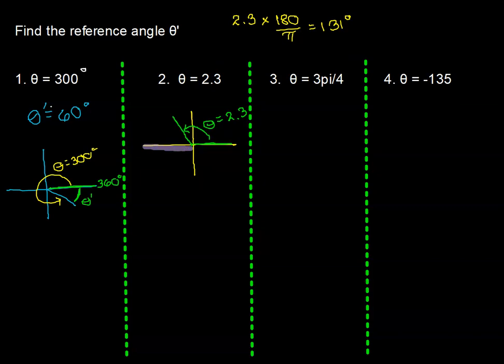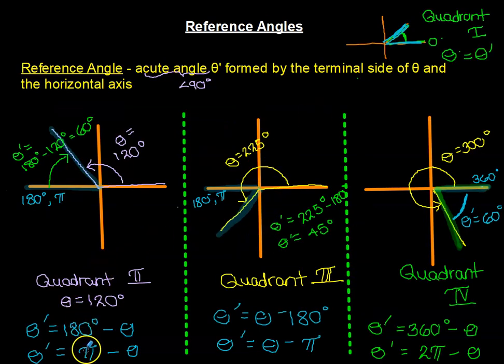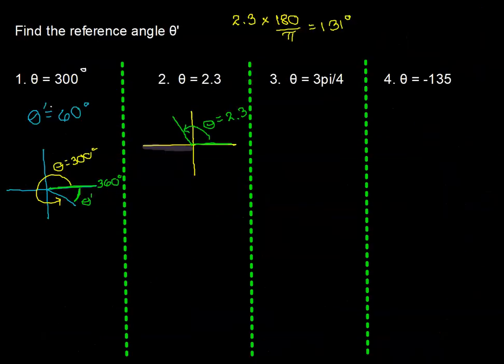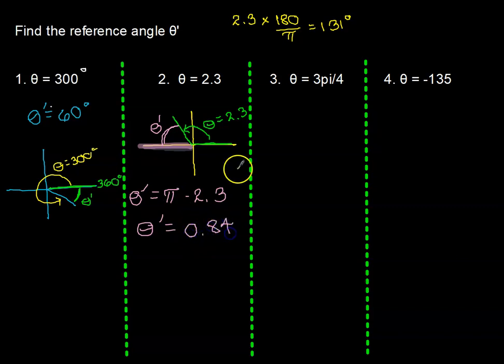And again, you don't have to keep doing the formula. You know if it's in quadrant 2, you would just take pi minus the angle. But I'm walking you through every single problem, I guess. All right, so here's the closest horizontal axis, which is pi. So the reference angle, which is between here and here, would be pi minus 2.3. So you take pi minus 2.3, and you'll get 0.84 radians. If the question is in radians, you'll answer in radians, unless otherwise specified.